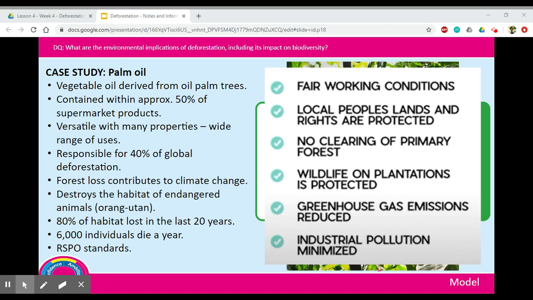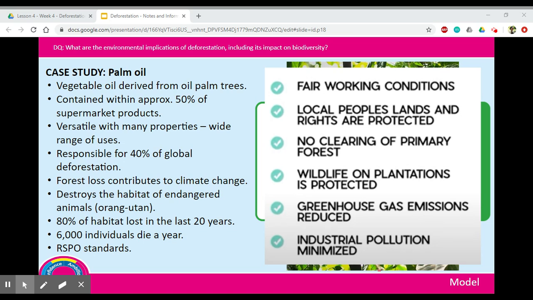So they need to be giving fair working conditions to their workers. Local people's lands and their rights need to be protected. So people who live in the area aren't being exploited. They're being paid a decent living wage, and their land isn't going to be encroached on. They are not allowed to be clearing primary forest, and wildlife on the plantations needs to be protected. So they're not killing orangutans for coming onto their plantations and eating their palm fruits.